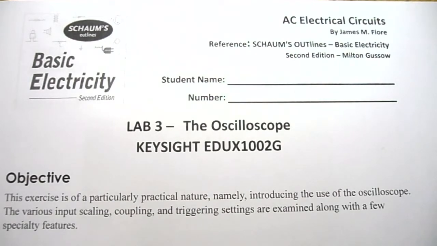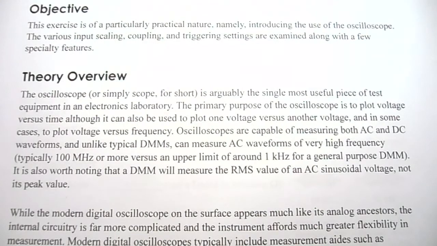The objective of this exercise is to introduce the use of the oscilloscope. The various input scaling, coupling, and triggering settings are examined, along with the specialty features available with the KEYSIGHT series of oscilloscopes. Please make sure you read over the theory overview. There are a couple of important points in here.